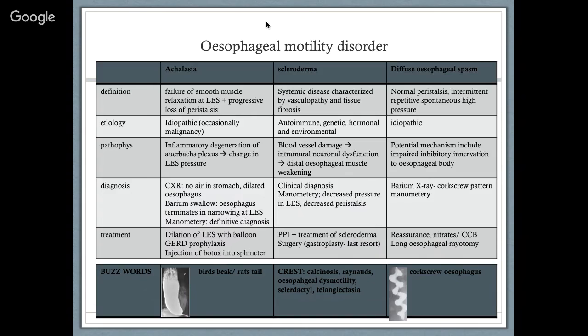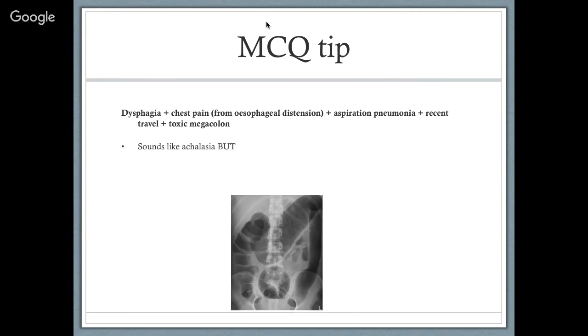This one I don't expect any of you guys to know, but it's a good thing to pick up again for multiple choice. If a patient has dysphagia, they've got chest pain from esophageal distension, they've got aspiration pneumonia, but they've also got recent travel and a toxic megacolon. So it sounds like achalasia, but there's also travel and toxic megacolon. So there's something else going on there. Can anyone hazard a guess what's happening here? Don't worry, this is a bit hard.